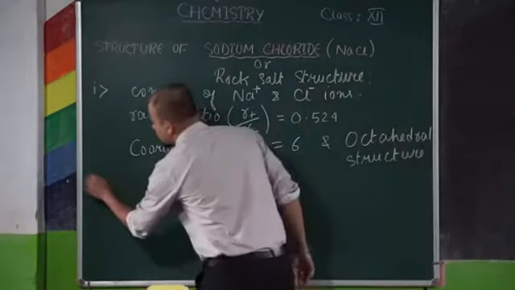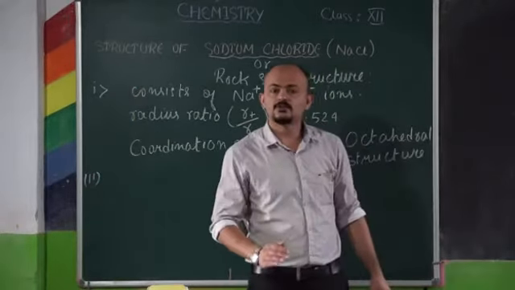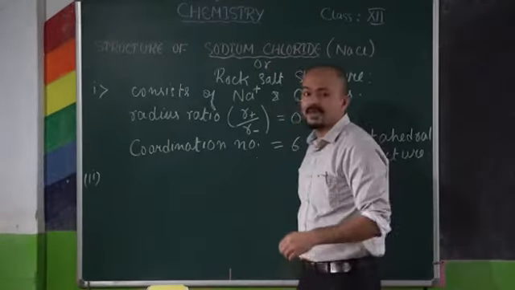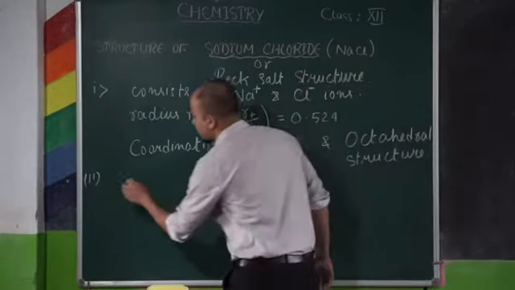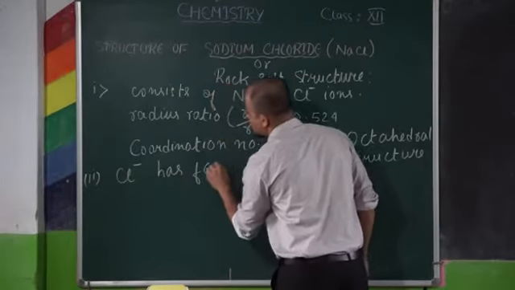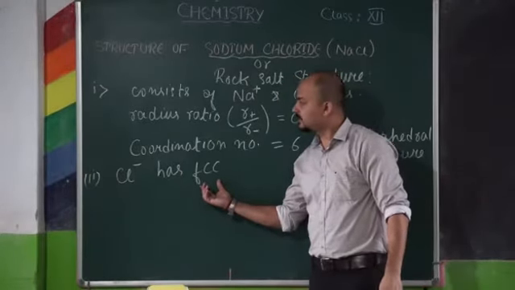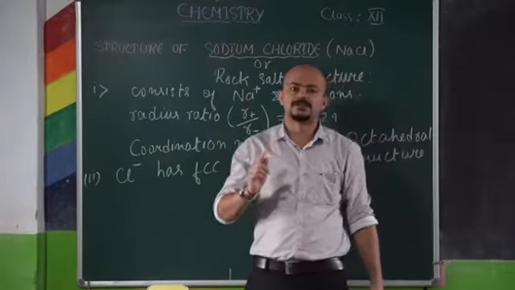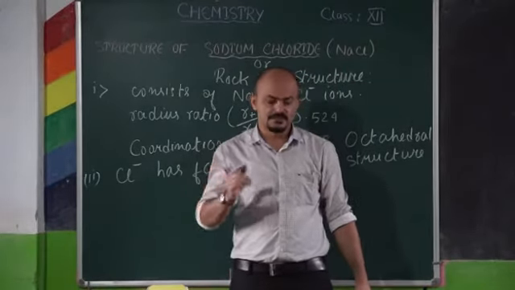The second point that you have to remember is the Cl- ion. In sodium chloride, they have FCC, that is face centered cubic close packing. That is, Cl- has FCC. We have discussed about FCC, and here in FCC what happens? Each chloride ion is at all the 8 corners of the cube and also at the center of 6 faces. 6 faces, please remember this.